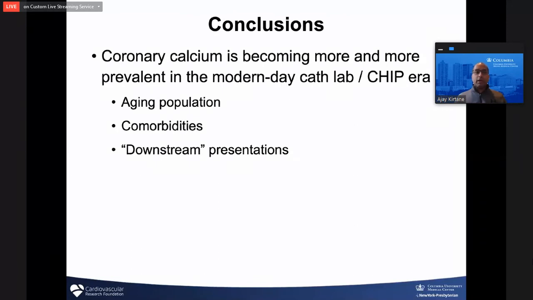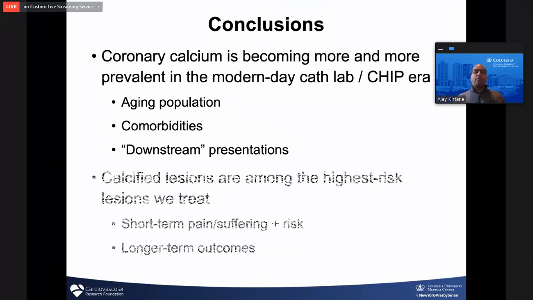So just to conclude, I think it's number one important to avoid getting into that first case. Recognize calcium is more and more prevalent. Before you put the stent in, prep the lesion adequately, especially in people that are older, have more comorbidities, or have been managed medically for a long period of time. Those people often present with more severe calcification. These lesions are among the highest risk lesions we treat.